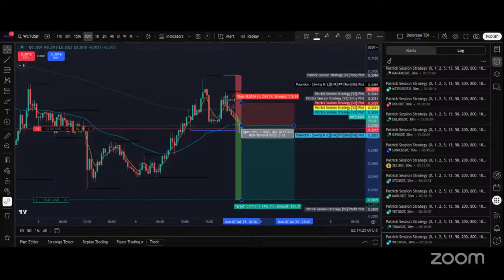Take profit is going to be 0.2905, and that is for 113 pips. Stop loss is going to be 0.3502. That's going to be for 34 pips. And entry price is going to be 0.3018.